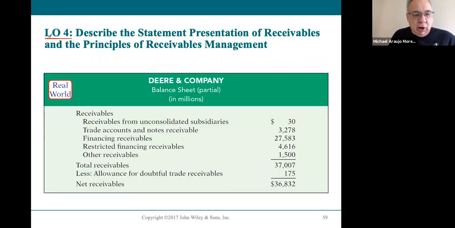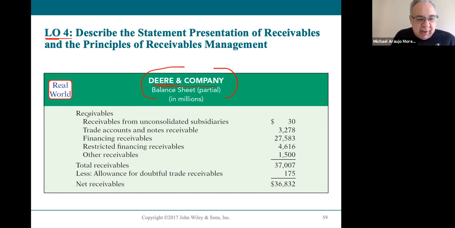Learning objective 4 looks at receivables first on the balance sheet here. So here is a partial balance sheet for Deere and Company. I hope you know that Deere and Company is quite a large industrial company in the United States. You've probably seen the green tractors, whether it's on a farm or people mowing their lawns or doing other things. They make a lot of equipment. So they're very, very popular. And I just love their name because you can make lots of puns with this.